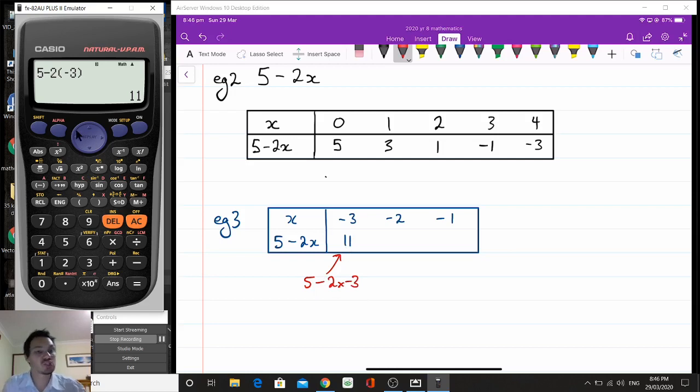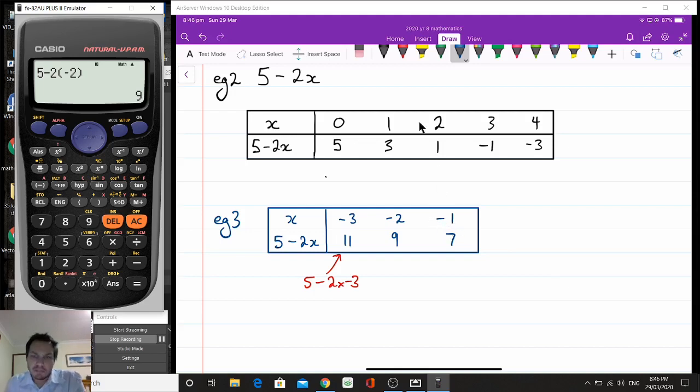So please just remember, when you're going through and you're substituting negative values, it's very common to have a double negative here, or you're taking away a negative number. And this makes it plus. So this one here, 5 minus 2 times minus 2 is the same as 5 plus 4, which is 9. And the next one is just going to be 7. I won't do that there.